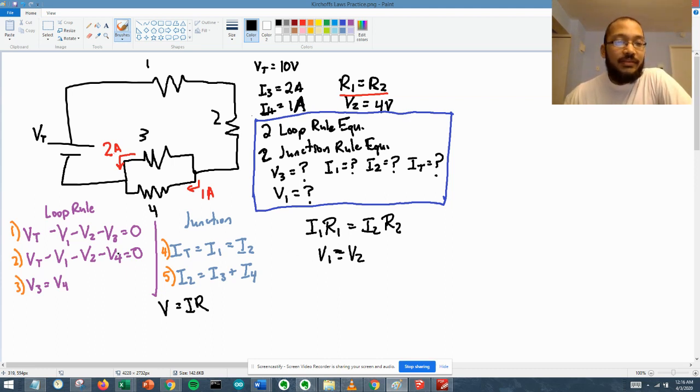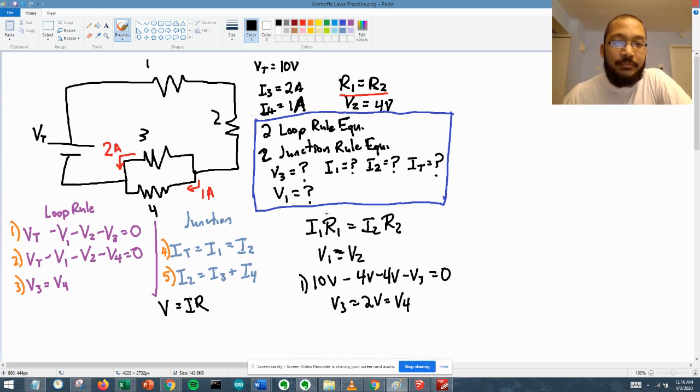So now, based on that, I can use equation 1, and I see that Vt is 10 volts. So that's 10 volts minus V1, which is 4 volts, and V2 is 4 volts, and now there's just V3 left. So I can see that V3 is 2 volts, and that's also equal to V4.